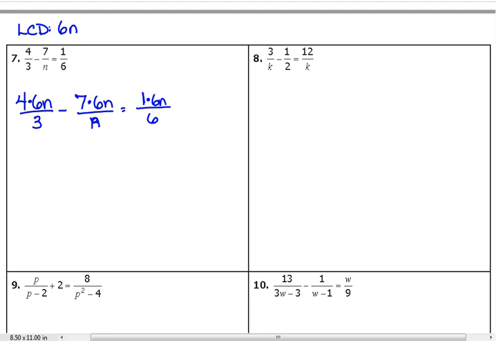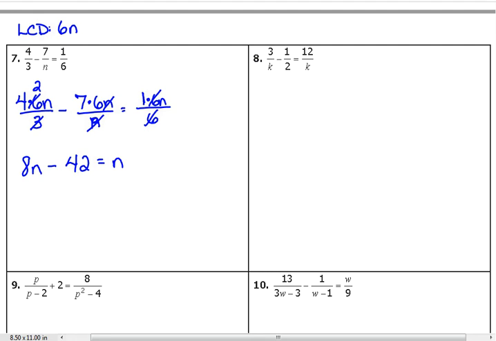So for that first one, 6 over 3 reduces to 2 in the numerator. So we've got 4 times 2n, which is 8n. Minus, for the second one, we can cancel the n. So we've got 7 times 6, which is 42. Is equal to, for the last one, we can cancel those 6's, and 1 times n is simply n. So now, our denominators are gone.